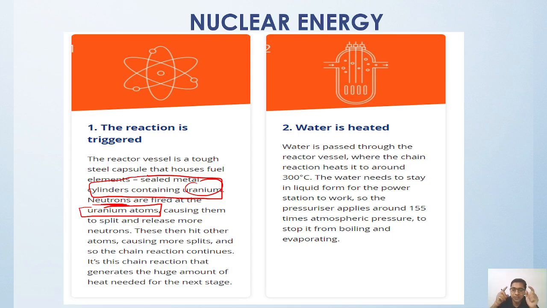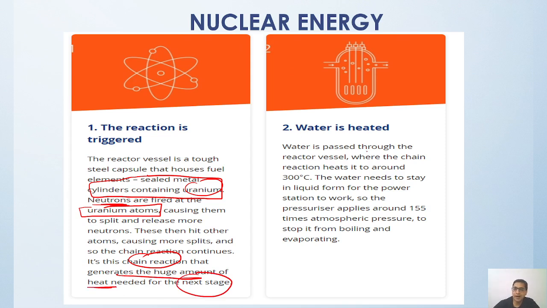Once the neutrons hit these pellets, there is a chain reaction. The uranium atoms start splitting into smaller nuclei, and the chain reaction is sustained. It generates a huge amount of heat that is needed for the next stage. What is the next stage?